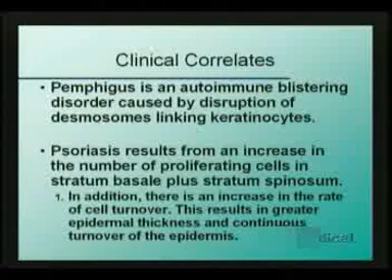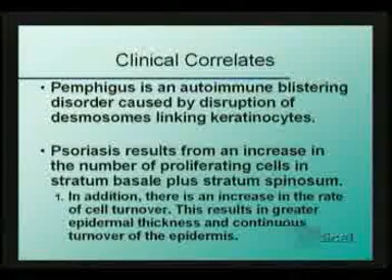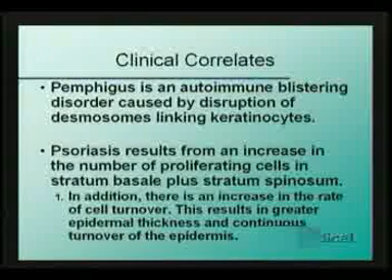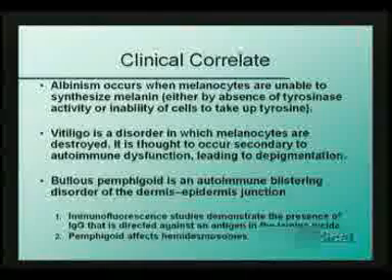Psoriasis results from an increase in the number of proliferating cells in these basal layers, particularly in both the Malpighian layers, the stratum basale plus the stratum spinosum, resulting in a greater than normal epidermal thickness and a greater than normal turnover of those epidermal keratinocytes.